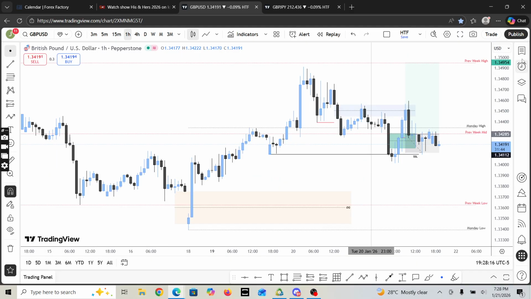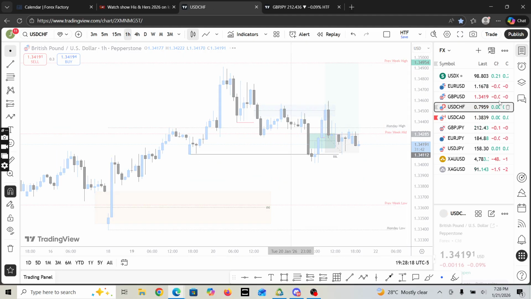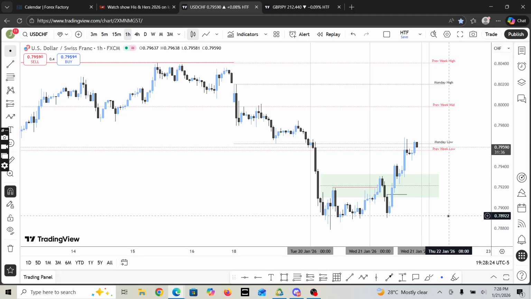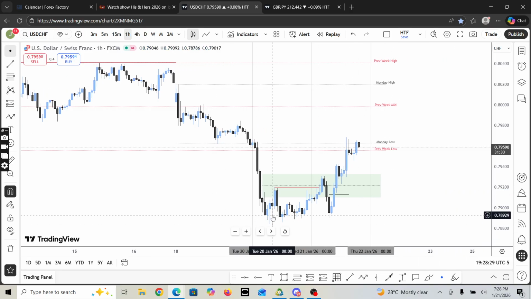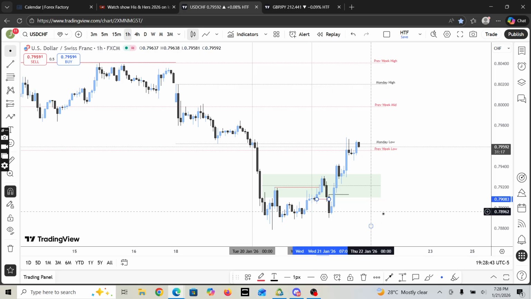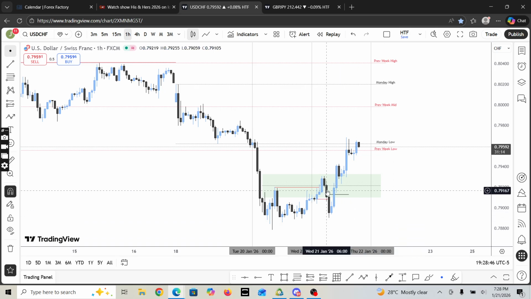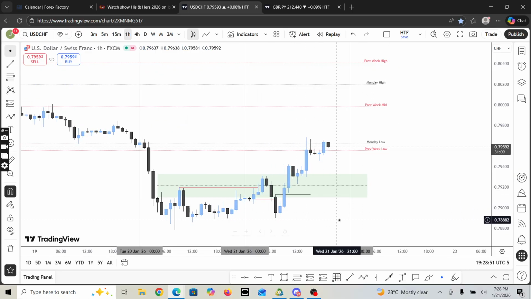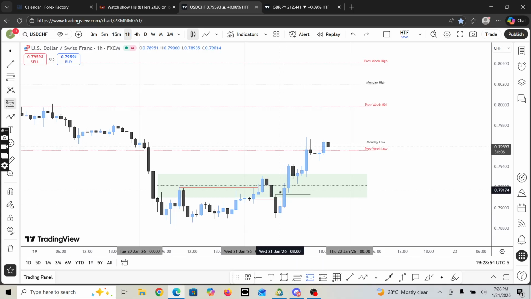Let me explain quickly the Swissy. The Swissy was a complete loss. For the Swissy, the same thing. We came back for this high and then we tanked. I used this one as the block. I used this one as a change in state of delivery. And then this inefficiency level was what I was trading. So I put my limits on this one.